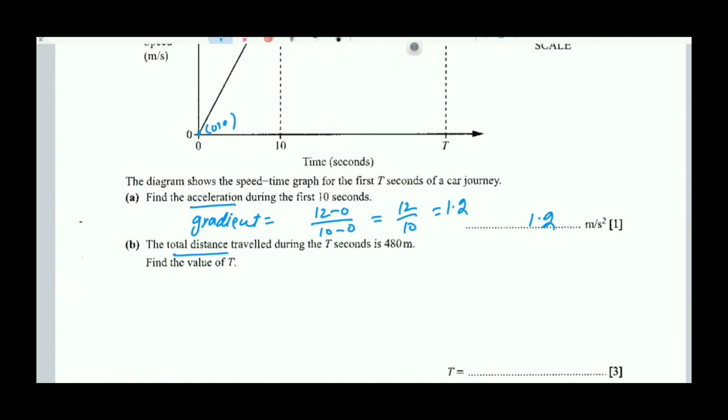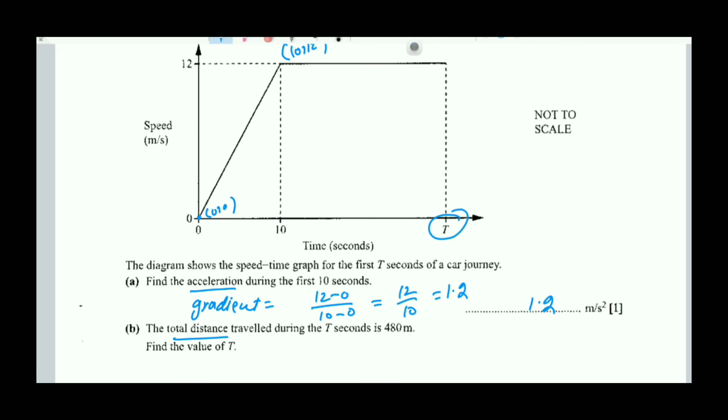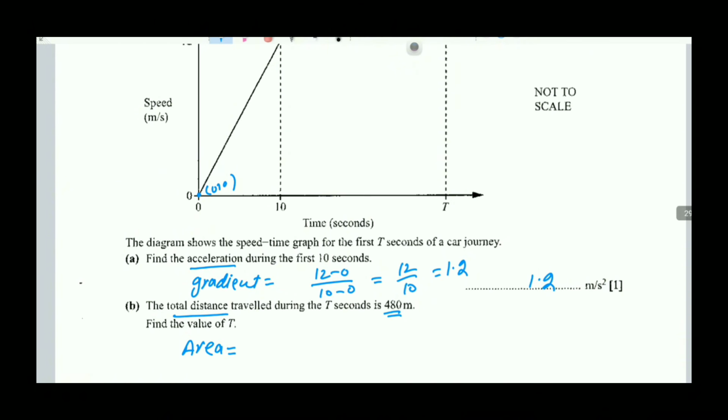Total distance travelled during t seconds is 480 metres. Find the value of t. Now you have to find the value of t here. This is a different question. So how to find the value of t? Total distance is given to you. So you know that distance is area here. So you have to use the formula of area of this shape.